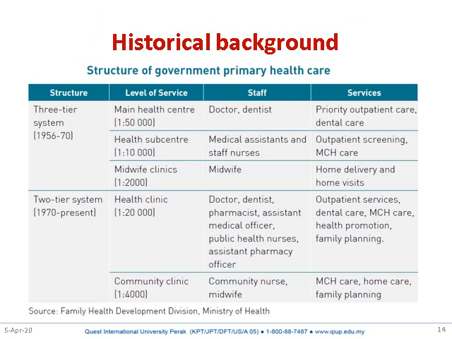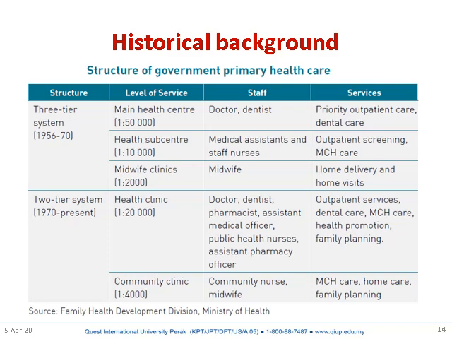Okay. From 1956 to 1970, Malaysia followed a three-tier system. Three-tier system means first there was a main health center for 50,000 population. One main health center was there for 50,000 population, which was having one doctor and one dentist. Okay. Priority was outpatient care and dental care was given.